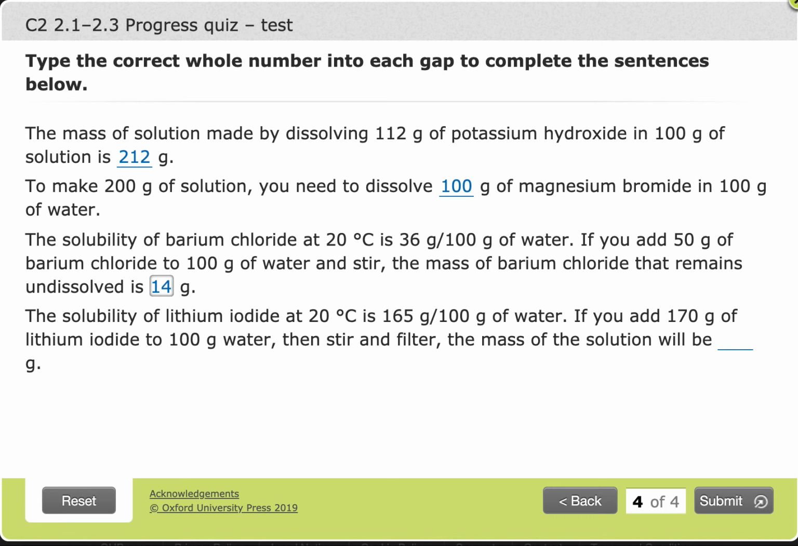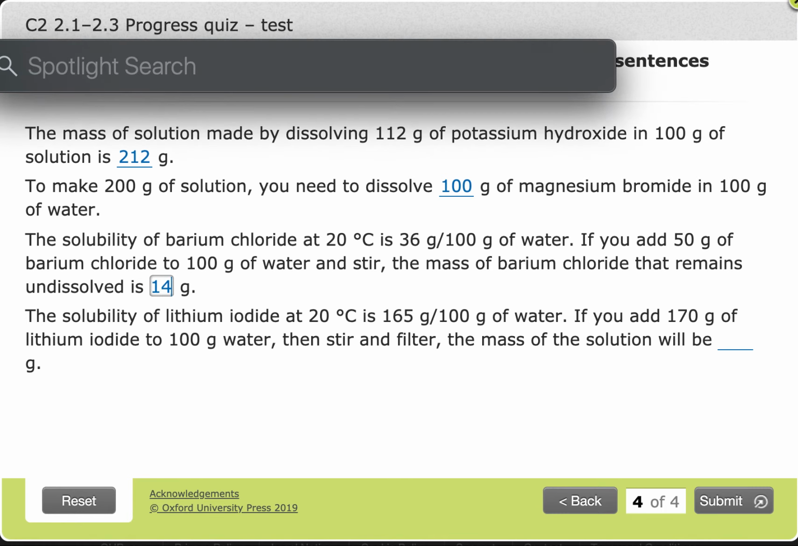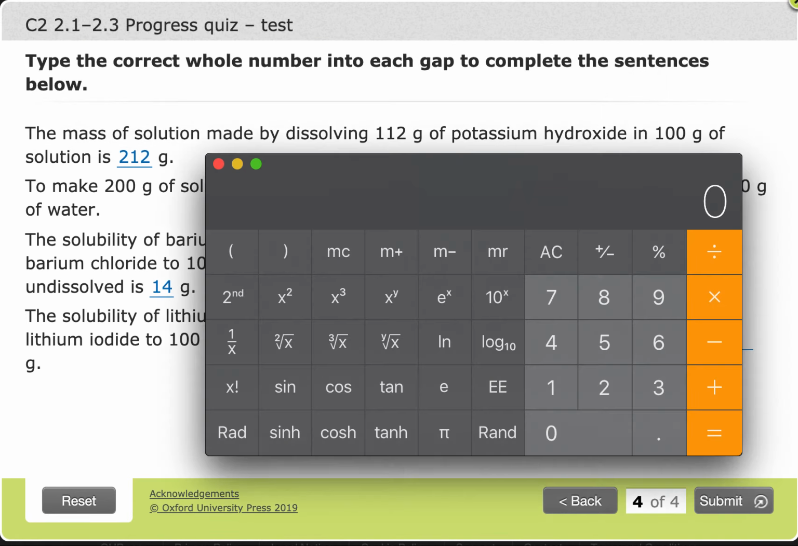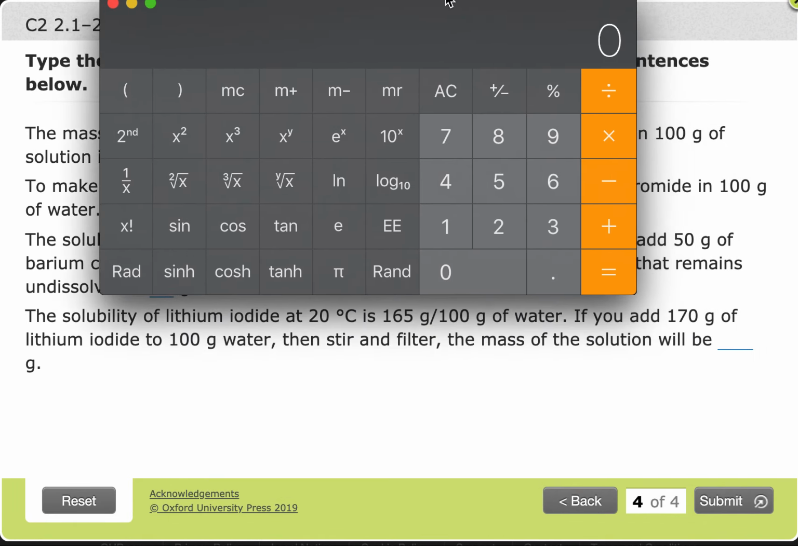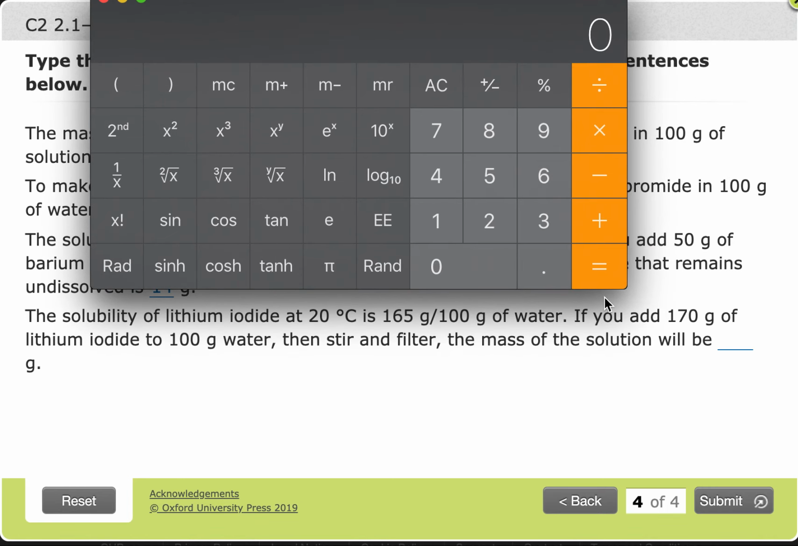If I add 170 grams of lithium iodide. Okay, very nice. This is quite a nice one. Difficult question here. Let's get the calculator up. Okay, so we're going to do this very gently. We've got 170 grams, and we're going to add that to 100 grams of water. So our mass, if this was all dissolved, would be 270.